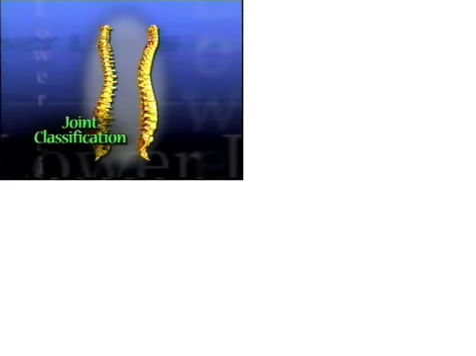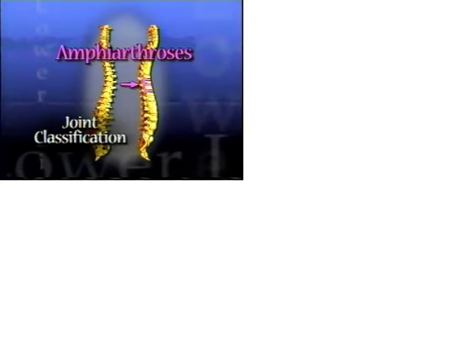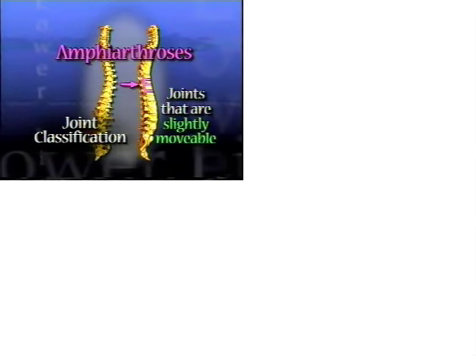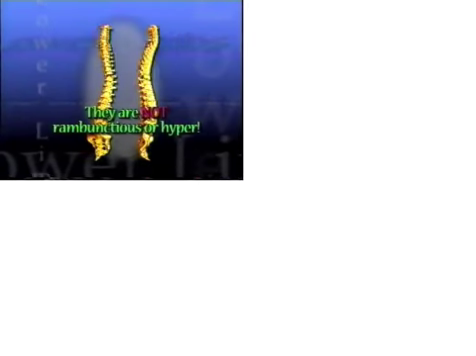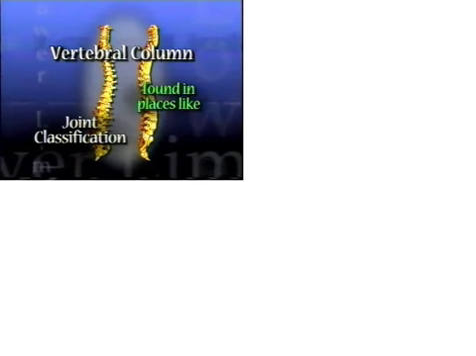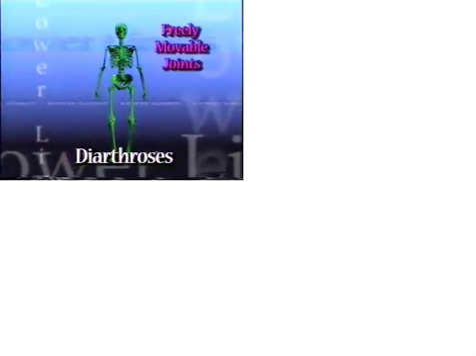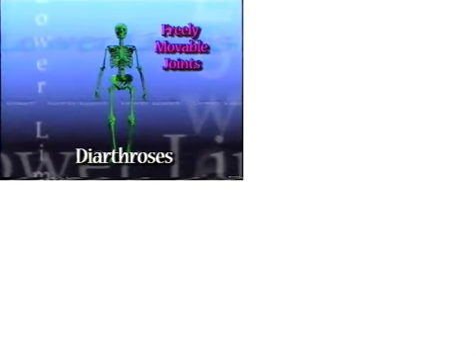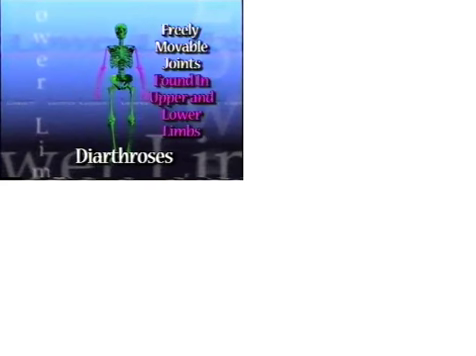The classification amphiarthroses refer to joints that are slightly movable. They're not rambunctious or hyper, but they do move a little bit. These joints are found in places like the vertebral column. And last, but by no means least, the classification diarthroses refers to freely movable joints. These are the types of joints found in upper and lower limbs.